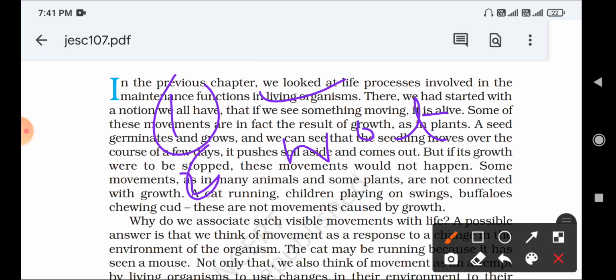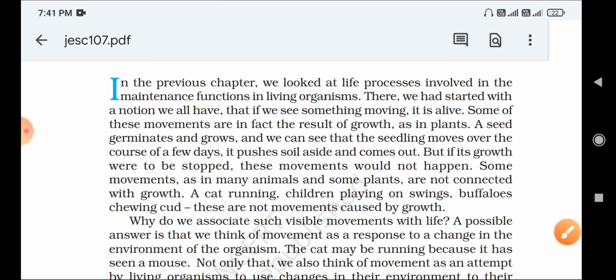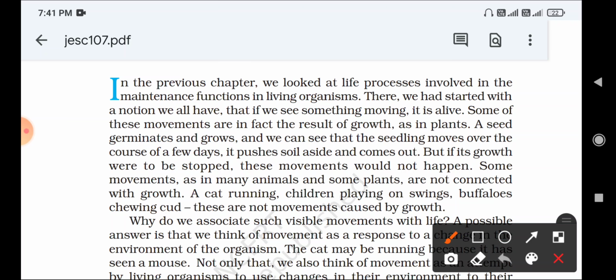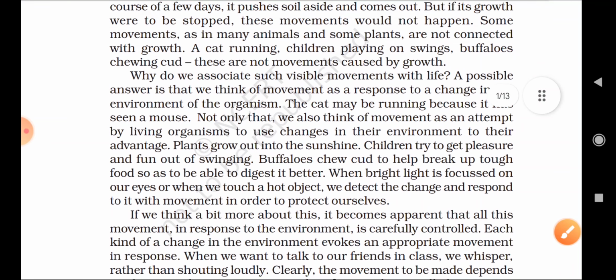Examples of not growth related movement: for a simple example, a cat is running, children are playing on swings, buffaloes are chewing cud. These are considered not growth related movements. From these activities the body does not grow. These are called not growth related movements.